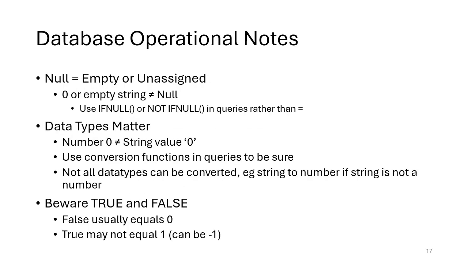So there are some things to be aware of with databases. One thing is a concept of null. Now, some people think that if they've got a value of 0 in a database or an empty string, that means no data. Well, with a database, you've got this additional concept of null, which is empty or unassigned. And this is different from 0, and it's different from an empty string.